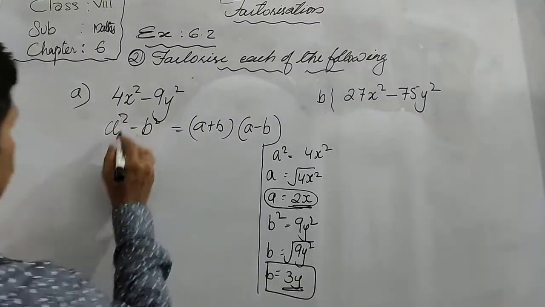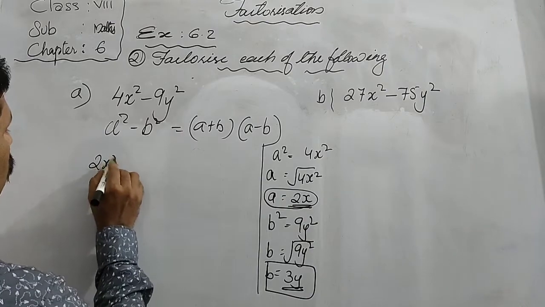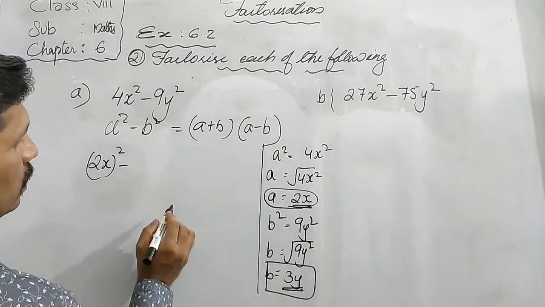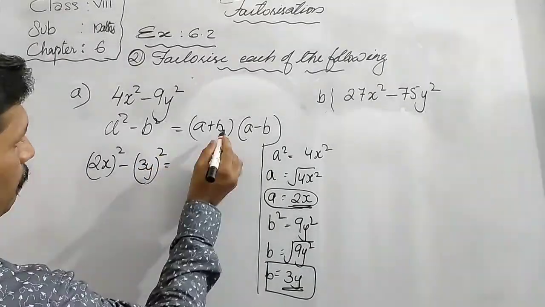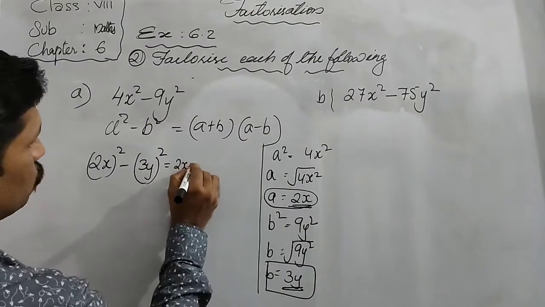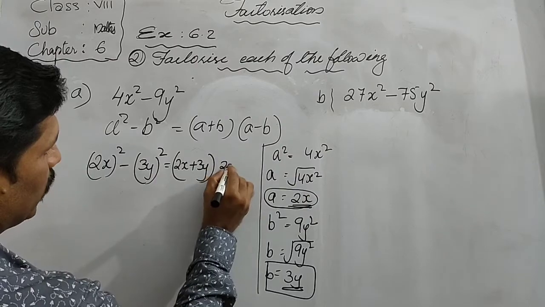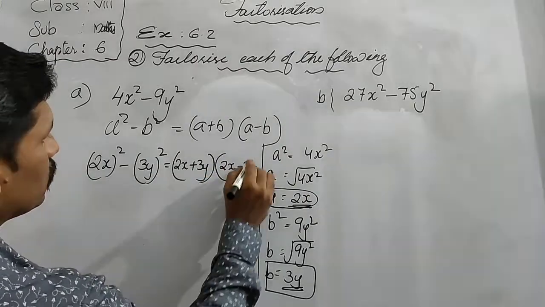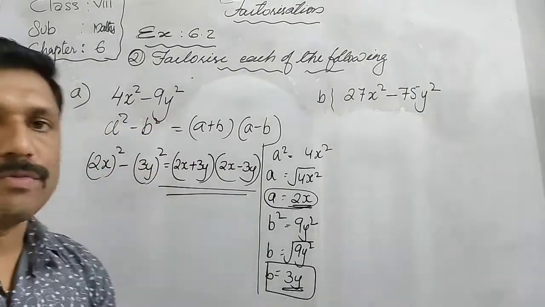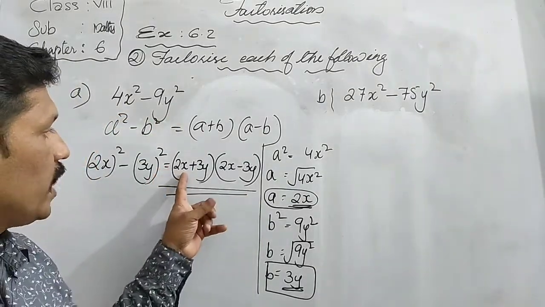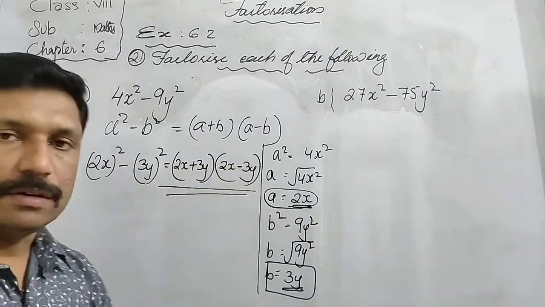So we can write here a is equal to 2x. So (2x) square minus (3y) square is equal to a plus b into a minus b, means 2x. A means 2x and b means 3y. Then a plus b, now a minus b means 2x minus 3y. So in this way students we factorize this expression. So 4x square minus 9y square we factorized and we got 2x plus 3y and 2x minus 3y. That means a plus b and a minus b.